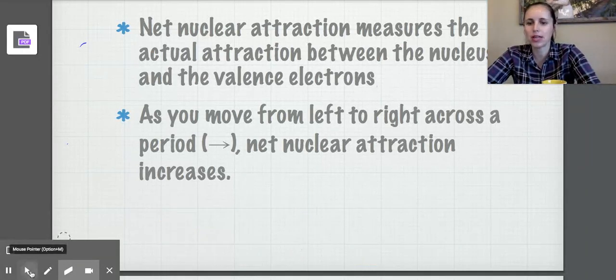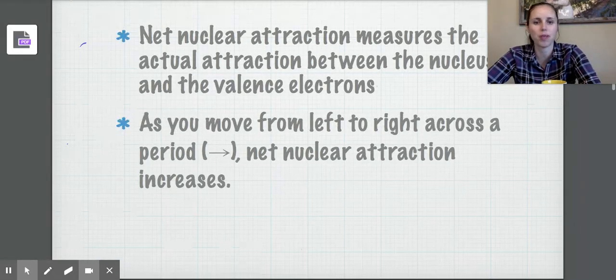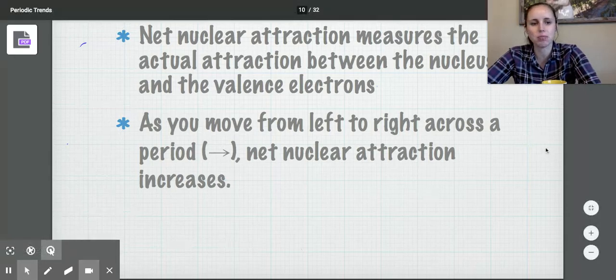All right, so let's look at this in the other direction. Sorry, before we move on, let's look at this in the other direction. Let's look at what happens when we actually move down.